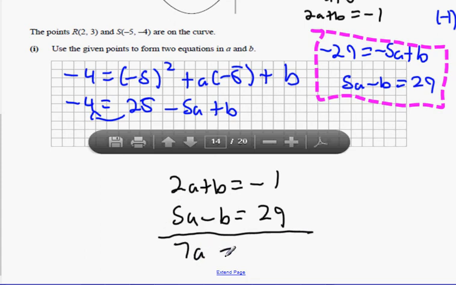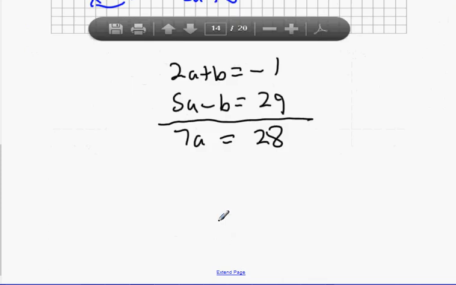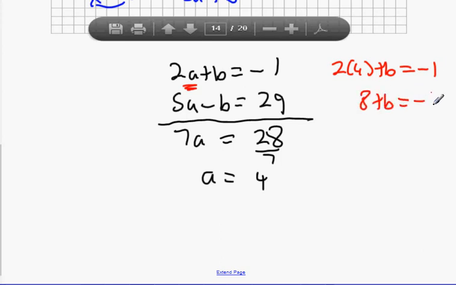7a equals 28. A therefore equals 28 divided by 7, which is 4. A equals 4. Okay? Replace a with 4. 2 times 4 plus b equals minus 1. 8 plus b equals minus 1. Bring over to b. b equals minus 9. Okay? Now, a equals 4, b equals minus 9.